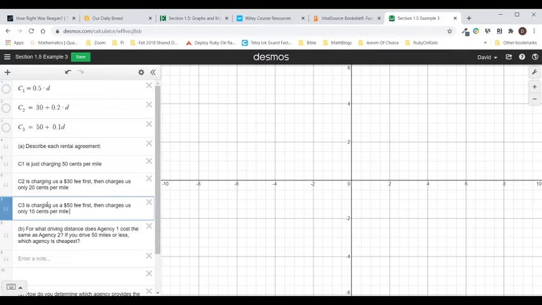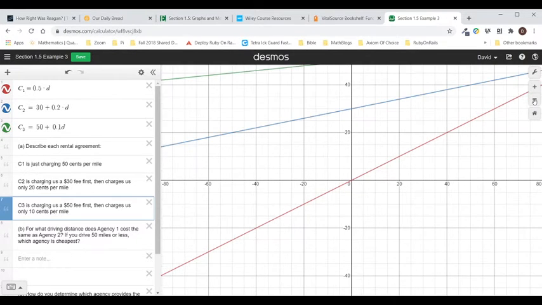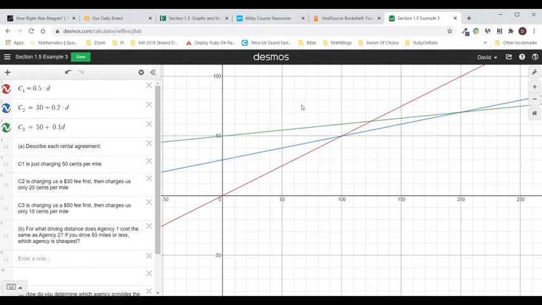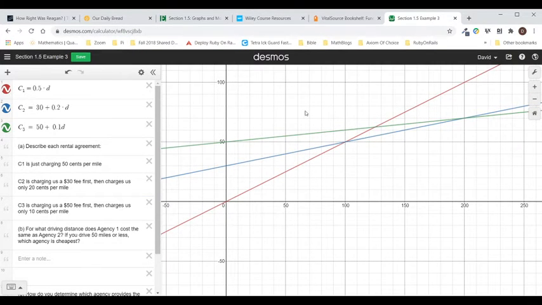Now the next thing they ask us to do is graph. So I'm just going to turn on each of the graphs. So there's a red graph, a purple graph, and a green graph. Now the standard screen isn't big enough to actually see the lines. So what I'm going to do is come over to this minus sign and zoom out a couple times. And still I can at least see all three lines and at least see where they intersect. All right, that's about it.